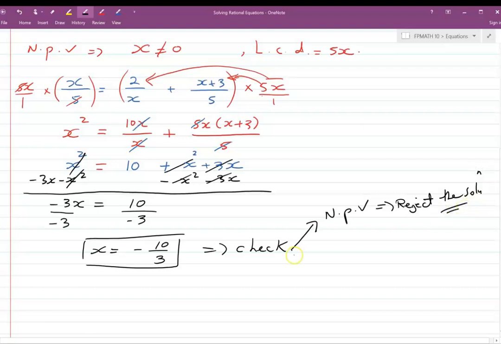If it turns out that it's not, then you have to go through the normal way of checking and making sure that the left hand side is equal to the right hand side, and in this case it is.